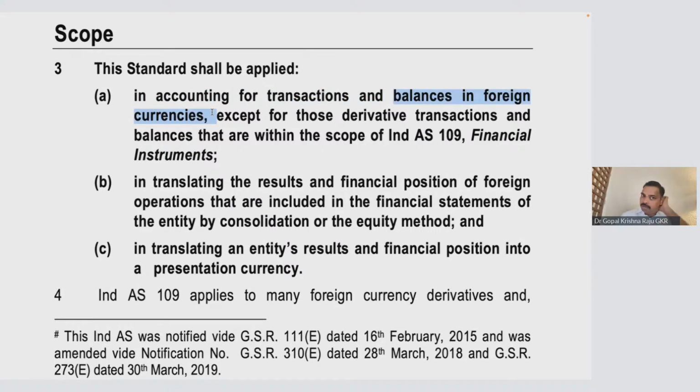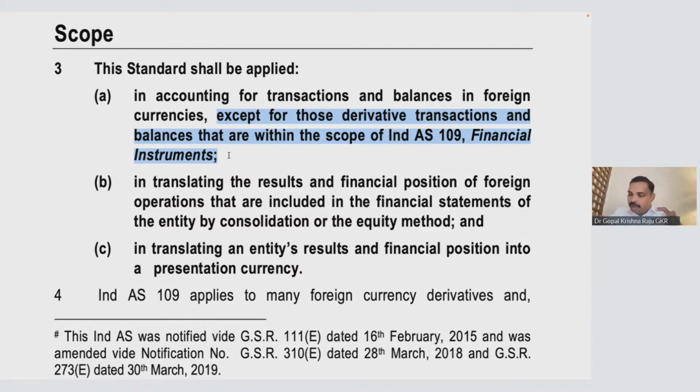Now they give an exception. Why the word exception? For example, there is a 3-month contract. You import some raw material from Sudan, and 3 months later you have to make the payment in foreign exchange. So you enter into a forward contract. The payable is in Sudan currency, but the forward contract is a separate contract. It is a financial instrument, a hedging document to hedge your forex risk.